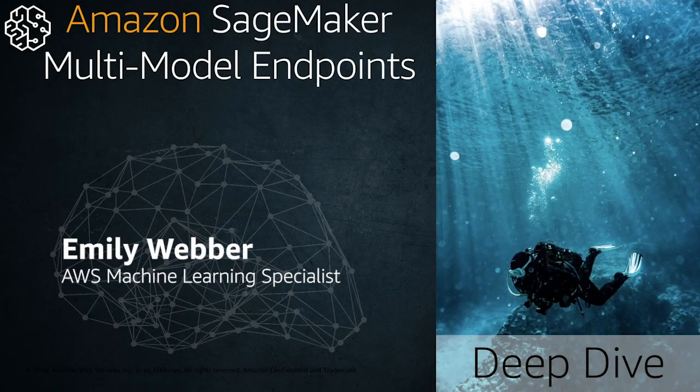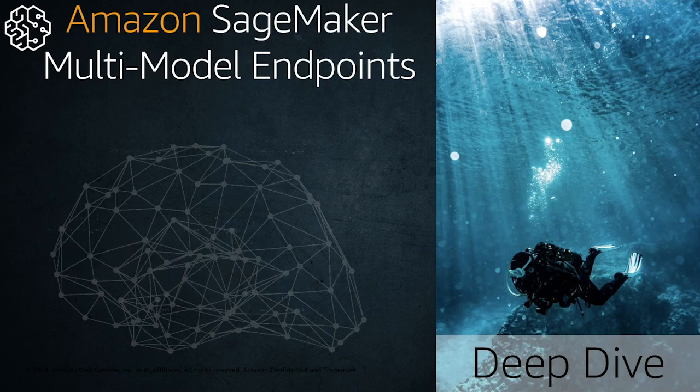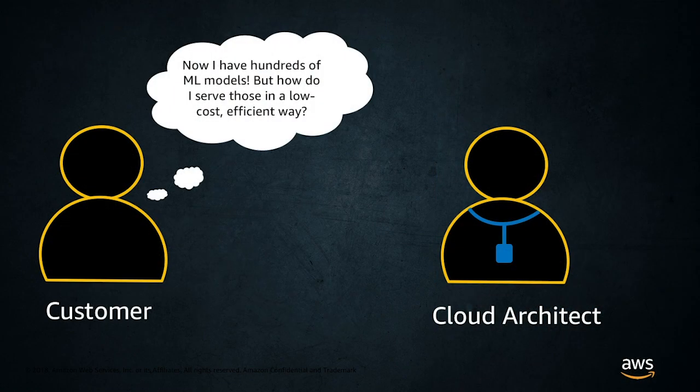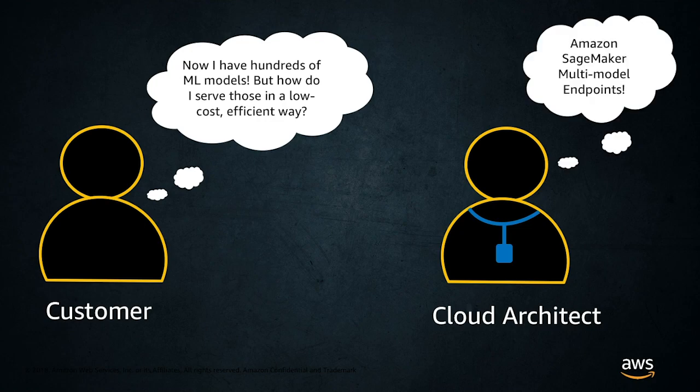My name is Emily Weber, Machine Learning Specialist at Amazon Web Services, and today we are going to talk about multi-model endpoints on Amazon SageMaker. So you might be thinking to yourself, I have hundreds of machine learning models and this is awesome, but how do I serve those in a low-cost, efficient way? And the answer here is Amazon SageMaker multi-model endpoints.